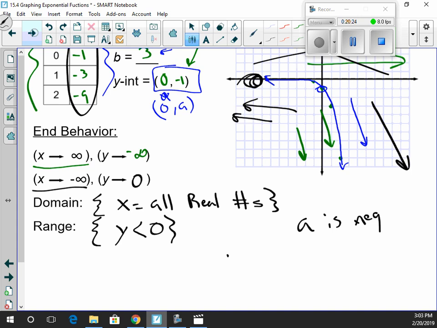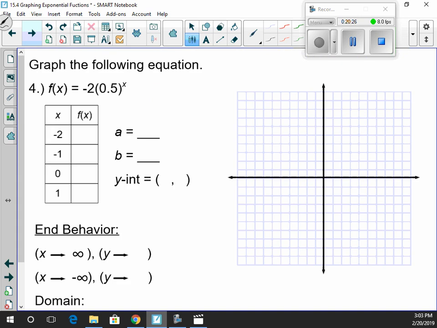All right. So last graph for the day. So go ahead, fill out the table, work on the graph. You guys know the drill.